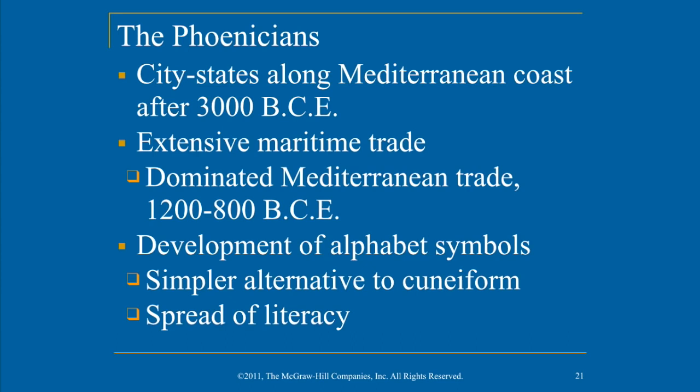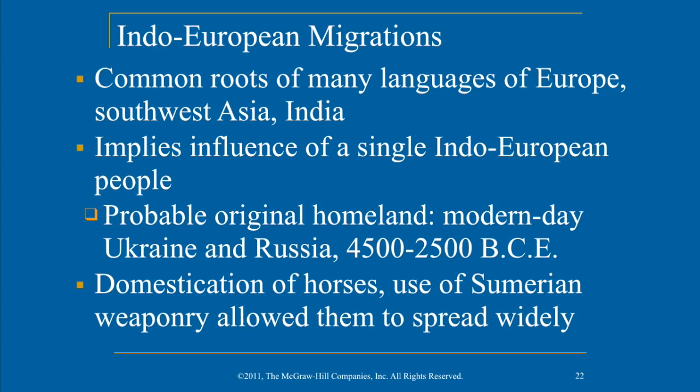Then we have Indo-European migrations, the common roots of many languages of Europe, Southeast Asia, and India. So when you think about European, Southeast Asian, and Indian languages, this comes from Indo-European migrations, which implies the influence of a single Indo-European people. There was originally one group of people, and we all kind of spread out from there in terms of Europe, Southeast Asia, and India.